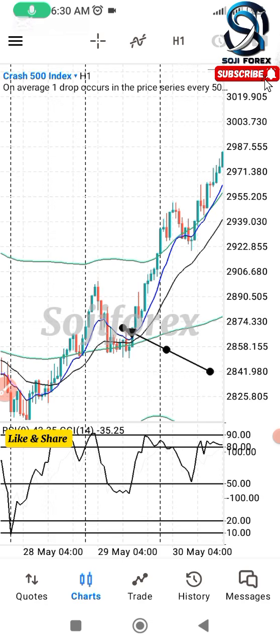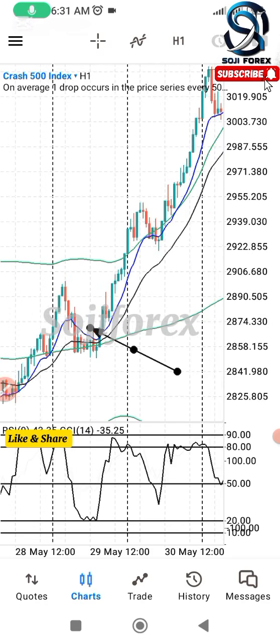Remember, price will always cross the lower time frame before going to the higher time frame. It's just like crossing a stair. So that will happen. In that scenario, you need to pay attention to the 4 hour.